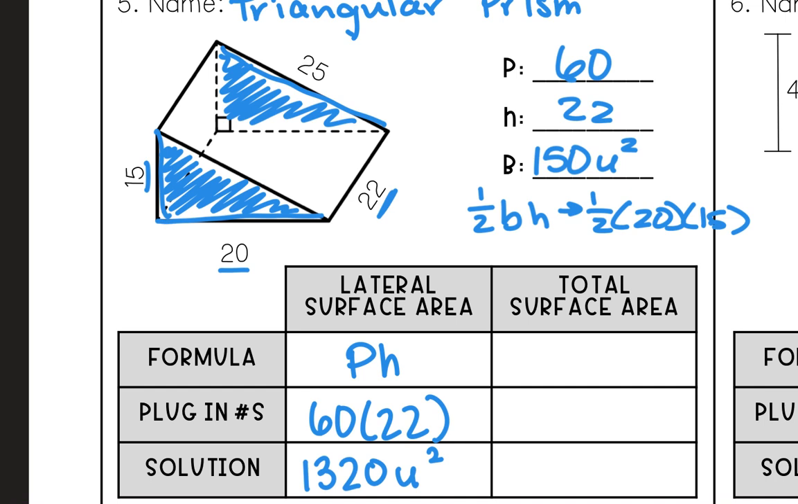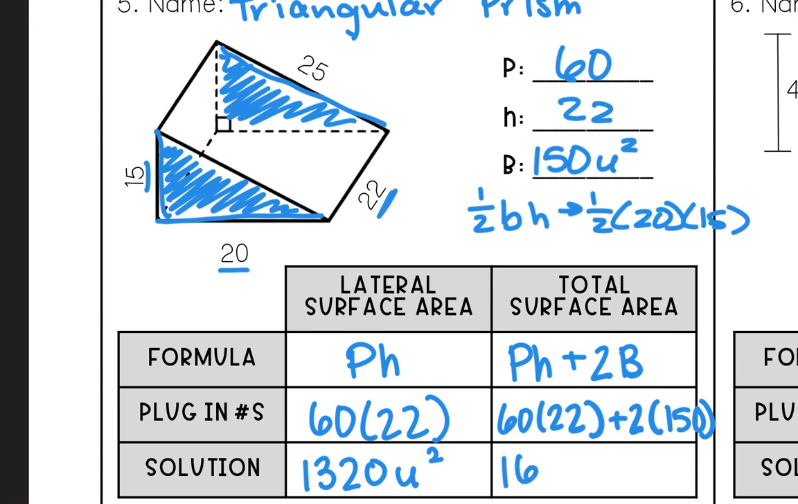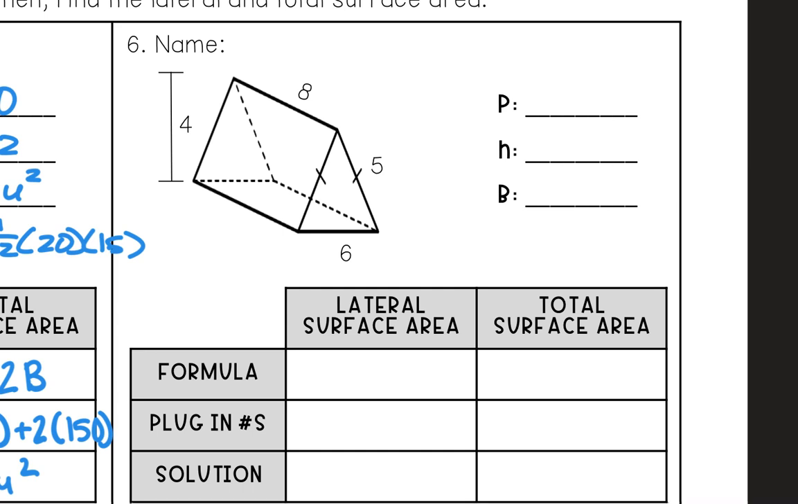Our total surface area should be capital PH plus 2 times capital B, which is perimeter of the base times height plus 2 times area of the base. So again, we have 60 times 22, and then plus 2 times the area of our base, which was 150. And when you get that all typed out, you should have 1,620 units squared.